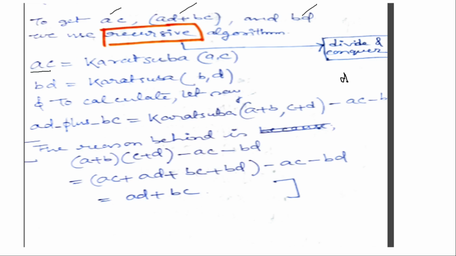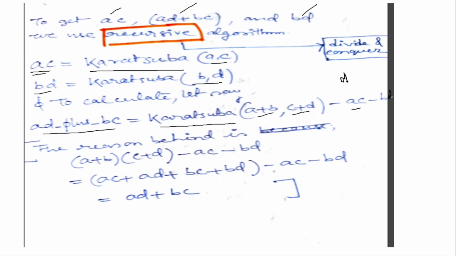So first, AC is just simple multiplication, nothing special is happening. For the BD calculation, we call Karatsuba on B and D. And finally we have to calculate AD plus BC, which we can write as Karatsuba of (A plus B) comma (C plus D), minus AC, minus BD.